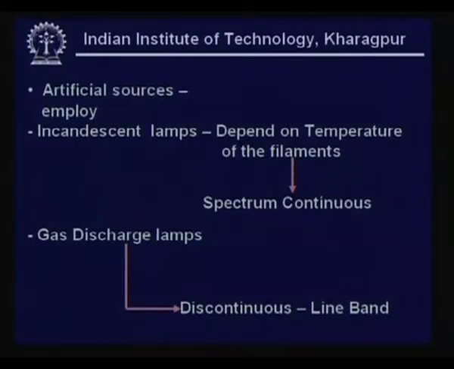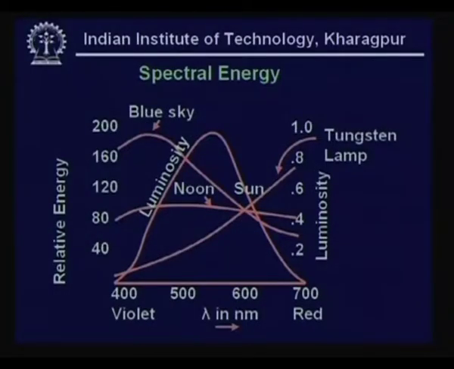Then you have gas discharge lamps, which are known to produce a discontinuous or line band. They do not produce a continuous spectrum like the sunlight. That means they radiate light at specific frequencies, and depending on the majority of the energy lying in a particular color, we refer to the discharge to be of that color. These are the two broad categories. So one needs to look at the spectral energy.